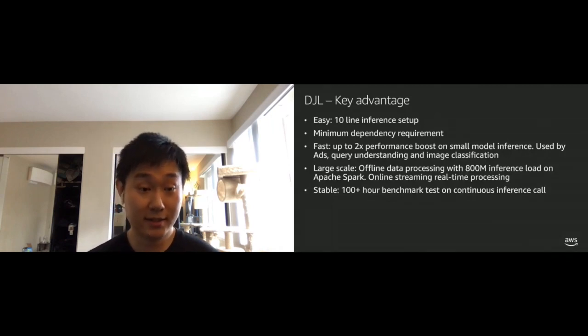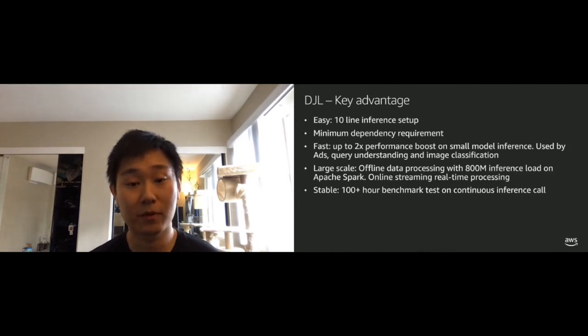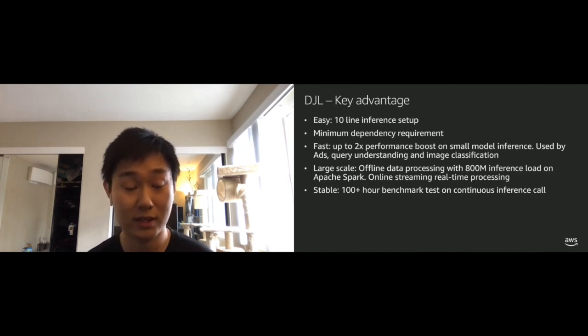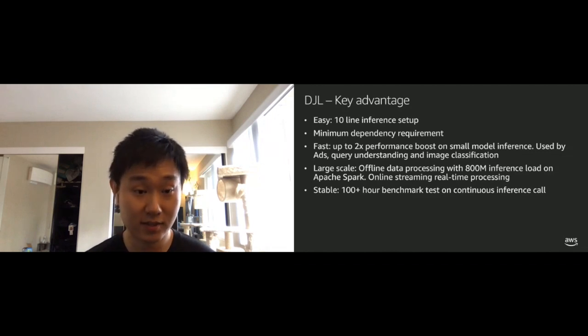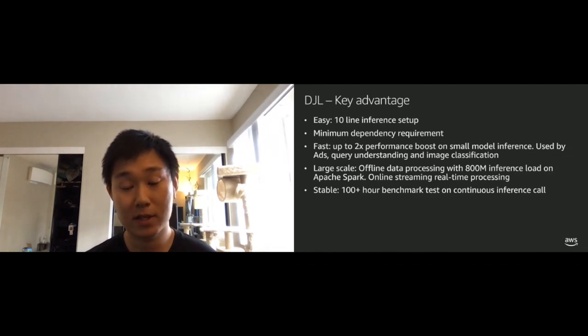And the DeepDraw library is designed to be very fast, especially on the Java service. It can get up to 2 times performance boost on some small model inference. And the term small model here means the model has fewer features, such as SqueezeNet. We have benchmarked SqueezeNet. It can bring us 2-7 times performance boost if you run it on the server compared to the existing model server solution. And this technology has been used widely by ads and query understanding inside of Amazon, and also some small image classification from our external customers.